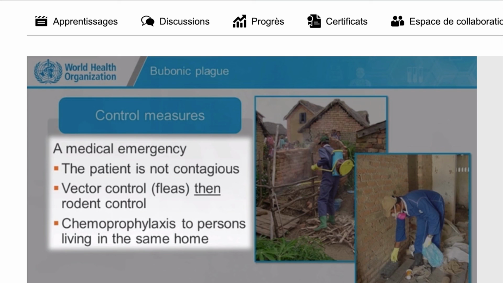In addition, depending on the situation, we can give chemoprophylaxis to the persons living in the same home, but it depends on the situation.